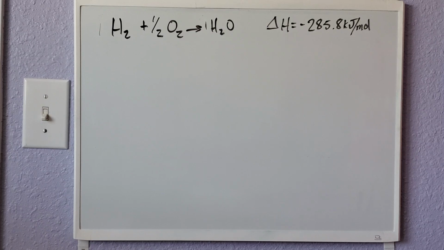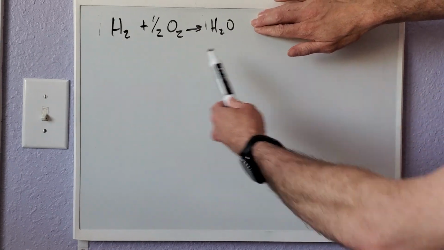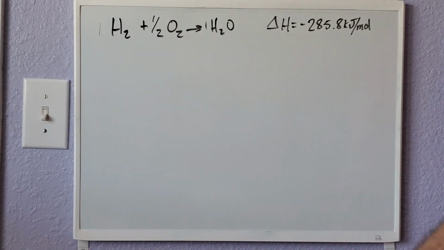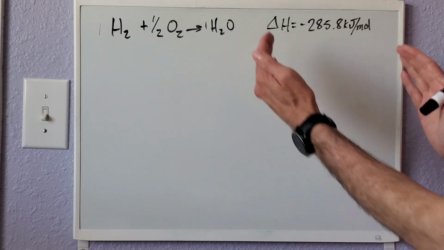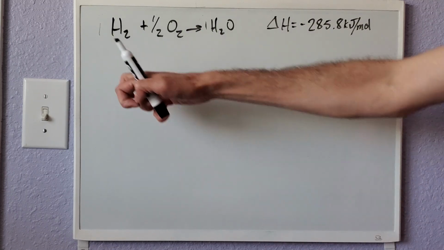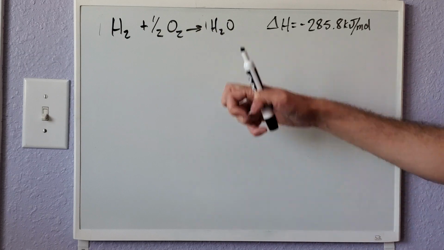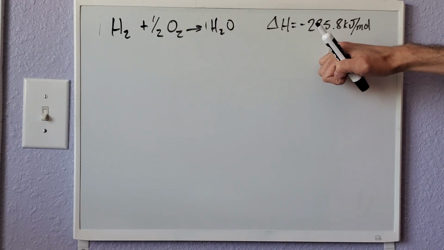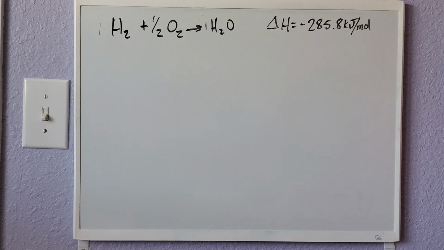This is nothing more than the expanded balanced chemical equation. The same way that a balanced chemical equation of just this information tells you that you have 1 mole of H2, half a mole of O2, and 1 mole of H2O, this is just expanding that information. Here it's telling you there's 1 mole of H2, half a mole of O2, 1 mole of H2O, and negative 285.8 kilojoules of energy associated with this chemical reaction.